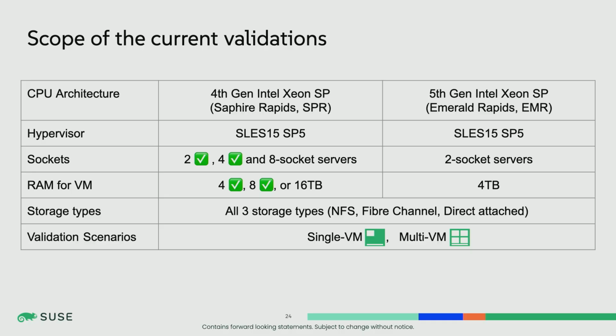And you might wonder why that is. I mean, SP5 is not really the latest service pack, right? The thing is, when we started this journey with the 2-socket, remember we have to do the 2-socket and then the 4-socket and then the 8-socket. When we started the 2-socket, SP6 was not available yet. And we can't change the hypervisor version in between. So we will do another validation of the whole thing with SP7 at some point in time.